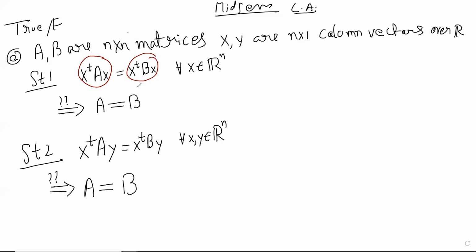Can you say why these are numbers? Just multiply, and then we can see. It's 1 cross n, then n cross n, then n cross 1. So the total dimension is 1 cross 1. The multiplication of the first two will yield a matrix of 1 cross n. So 1 cross n into n cross 1 will yield 1 cross 1, and 1 cross 1 is a number. Okay, I got it.